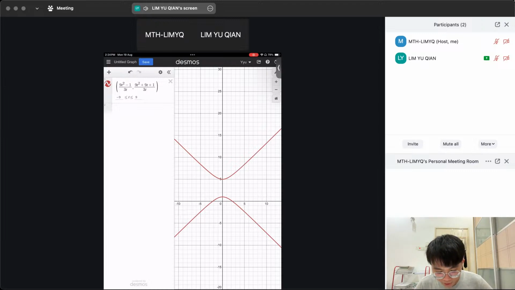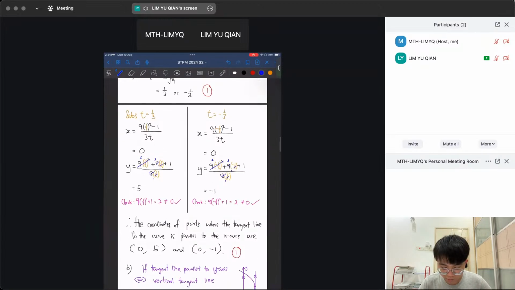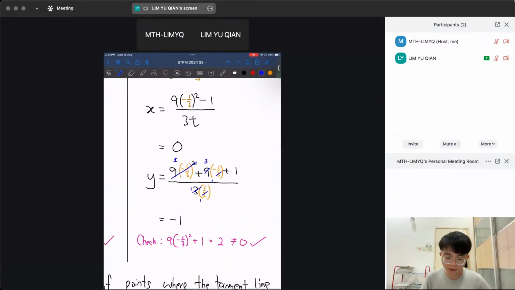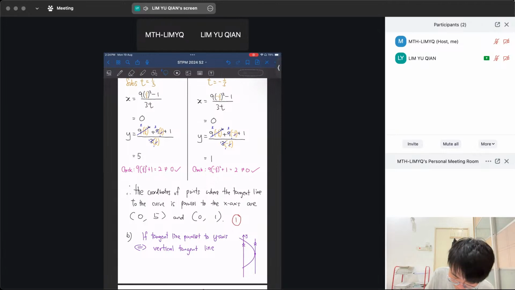This is a positive 1 and positive 1, 0, positive 1, and 0, positive 5. So I think I made some error here. Let's check. The x value is equal to 0. The y value should equal positive 1. Yeah, correct, I forgot. Okay, there's a negative, so negative 1 over negative 1 should be positive 1. So the coordinates should be 0, 5, and 0, 1. Okay, so far so good. This question is okay.